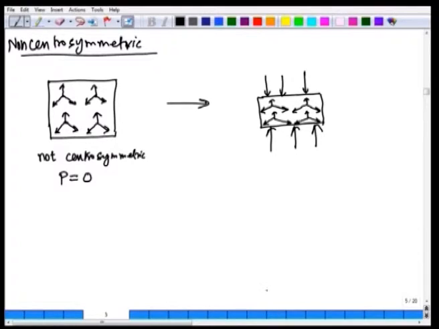Now what do we think? If this happens, you are going to get a value of P. Polarization is not 0. Remember, these three vectors when added would not result in 0 now. There will be a net dipole moment in this direction, because you have applied a stress, and these materials are piezoelectric. This is an example of a piezoelectric material.